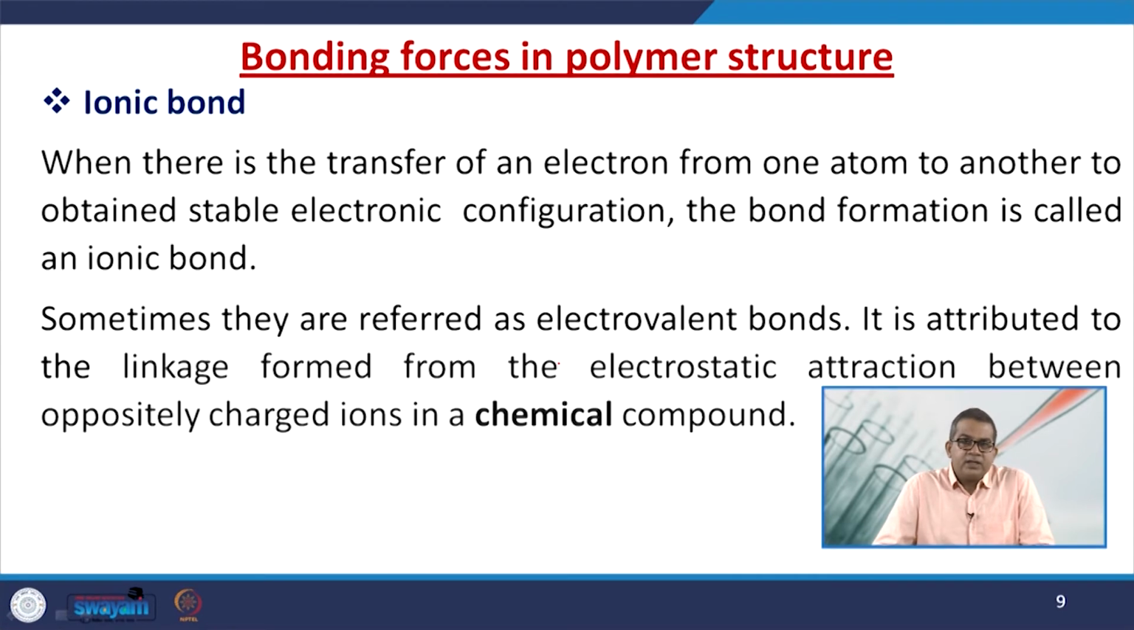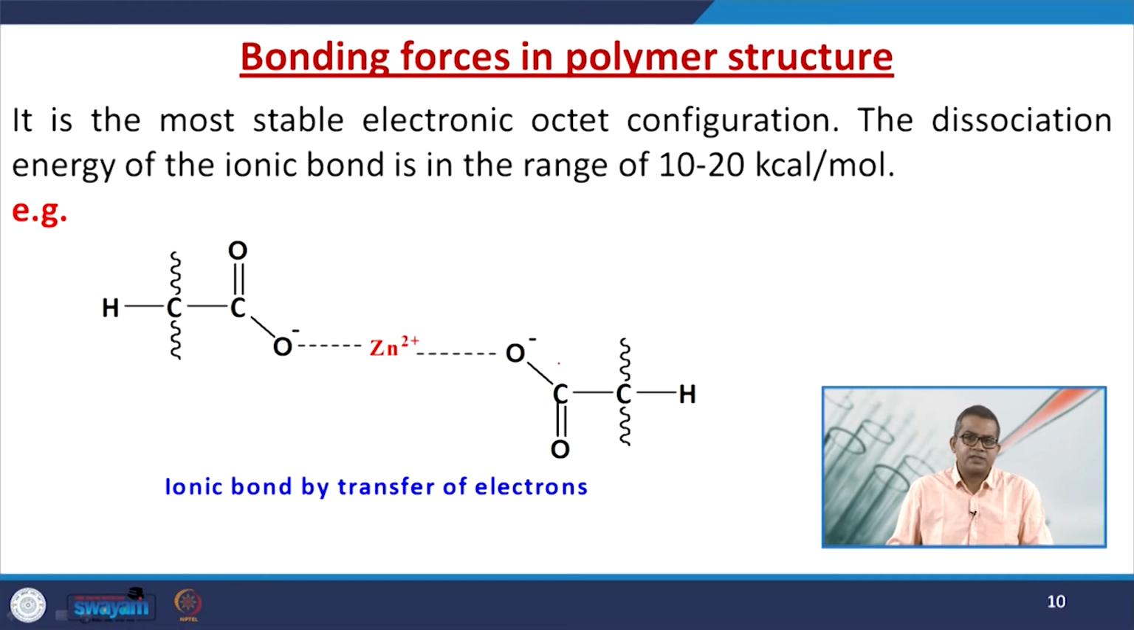So sometimes these ionic bonds are referred to as electrovalent bonds, and they are usually attributed to the linkage formed from electrostatic attraction between oppositely charged ions in the chemical compound, and it is a very common phenomenon. And we will discuss free radical polymerization or ionic polymerization. You will utilize this kind of phenomenon in those particular polymerization processes.